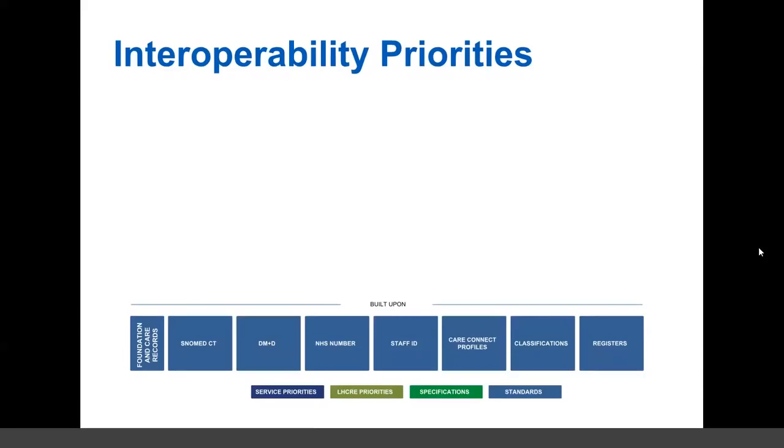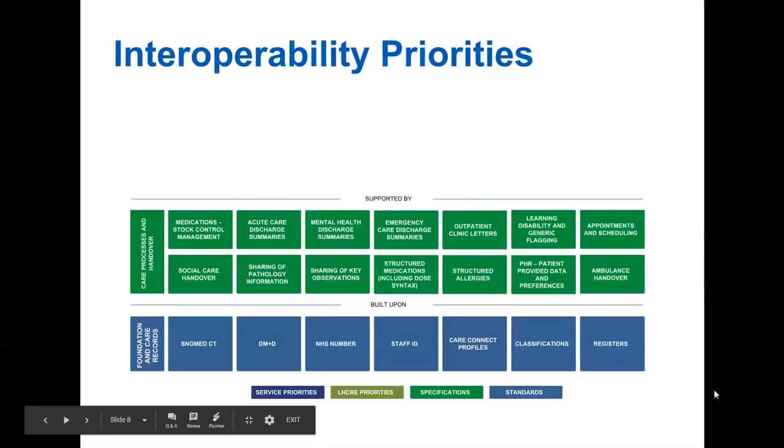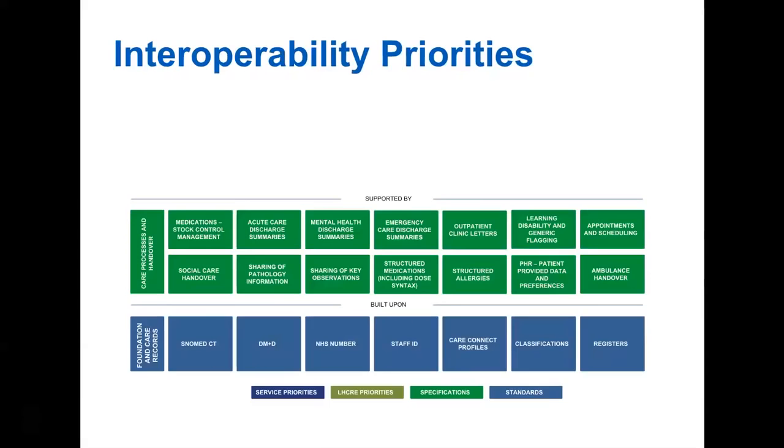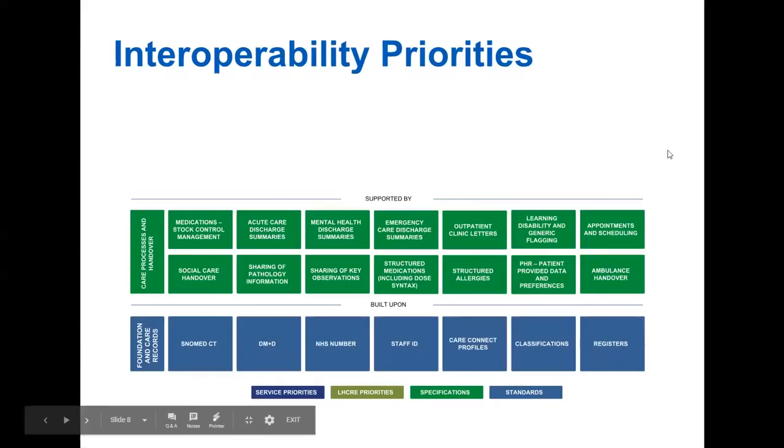Building upon that is a set of care processes. If we go to the next build, these highlight some of the care processes that people have called out that we need to enable, be it discharges, social care handover, appointments and scheduling, ambulance handover, but also sharing specific parts of the care record, such as observations, allergies, pathology and medications. So there's a set of processes that use some of those foundations but also allow us to focus on particular priorities, be it the handover of ambulance into acute, the discharge from acute into GP, or sharing structured medications.